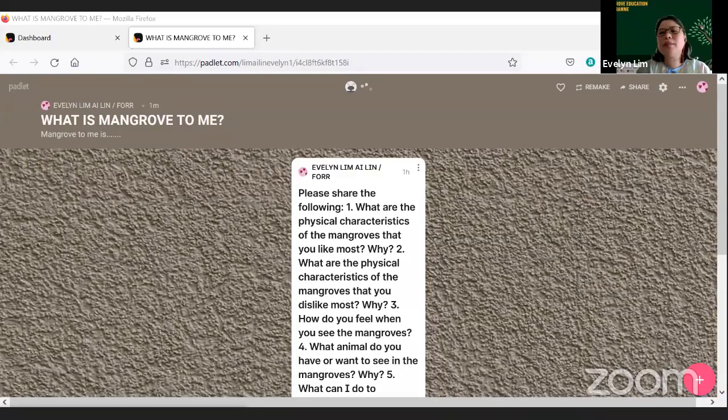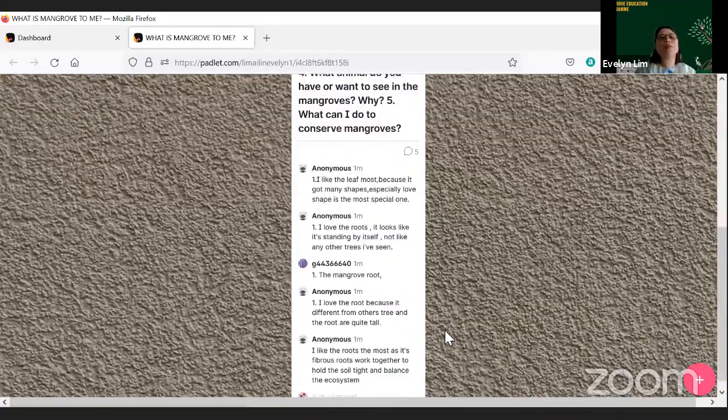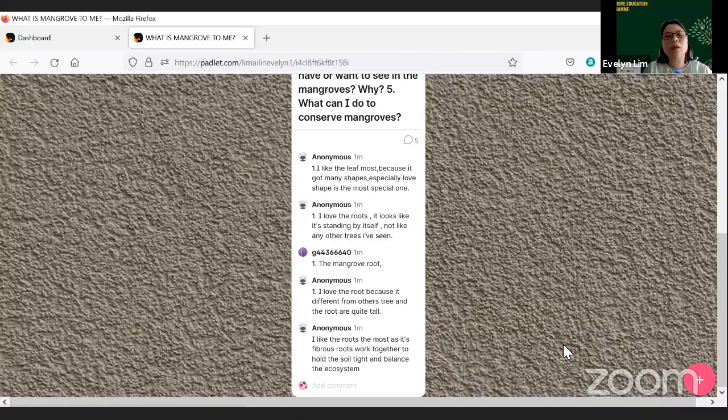Okay, is everyone all right? Is everyone going to add on? Yeah, okay. From a student: I like the leaf most because it got many shapes, especially love shape is the most special one. Okay, please add on, yeah. The rest, please click on this and then you can follow suit, yeah. Answer the questions.